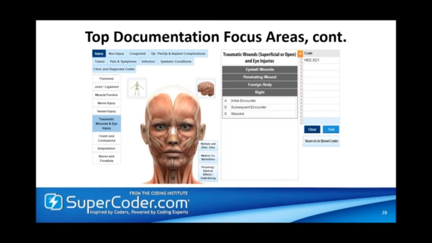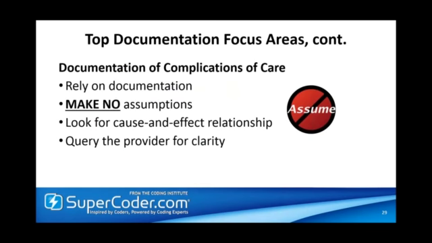And we're going to talk a little bit about documenting complications. As a coder, you're required to code based solely on what the provider documents in the medical record. Coders should never make any assumptions. All problems occurring after a procedure or treatment are not a complication of care. It should be specified in the documentation as complication of care.